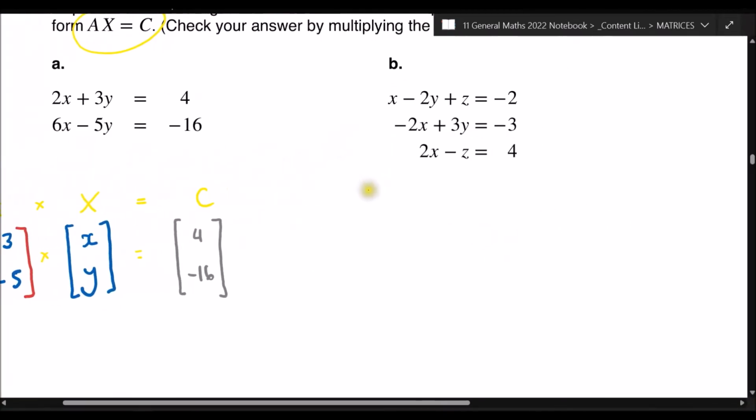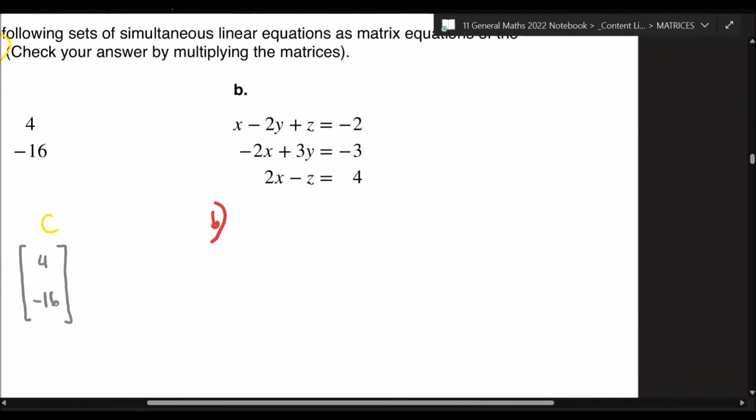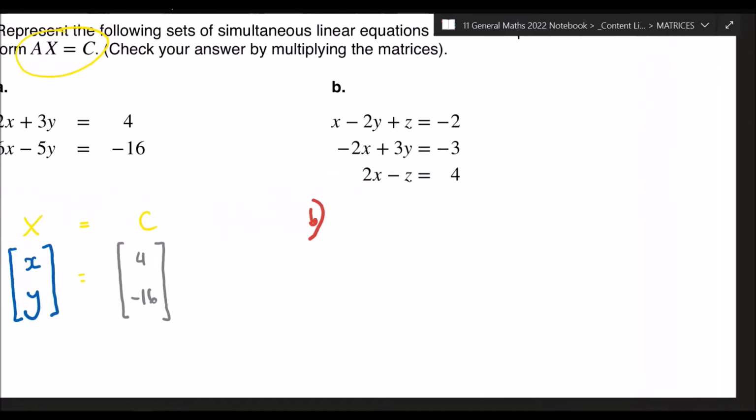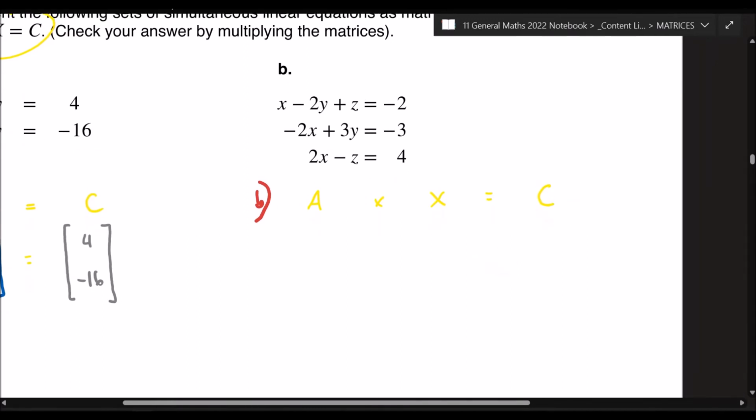Let's try it with 3 equations. Okay, it's the same principle. Remember, your matrices for the number matrix are going to be in a square matrix form. Remember, the form has to be A, which is the number matrix, times X, which is the unknown or the letter matrix, and then equals C, which is the answer matrix. All right, let's do this.